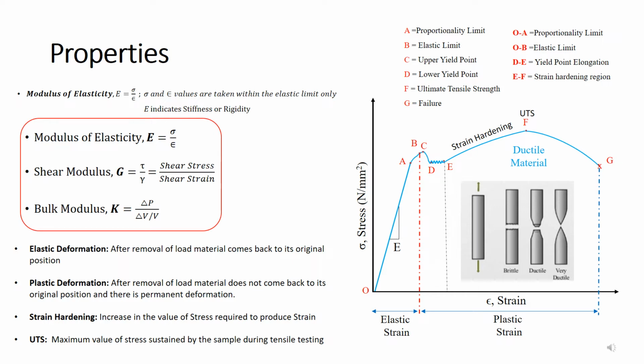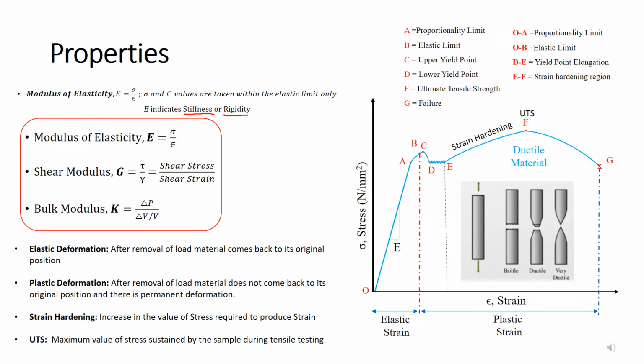So the first property which we can obtain from the stress and strain diagram is the modulus of elasticity, which is the ratio of the value of stress and strain within the elastic limit. So here B is the elastic limit. If you take the ratio of the stress and strain, then you will get the modulus of elasticity. Physically, it indicates stiffness or rigidity of the material, which implies the resistance of the material towards elastic deformation, and which in turn is related to the atomic bond strength of the material.